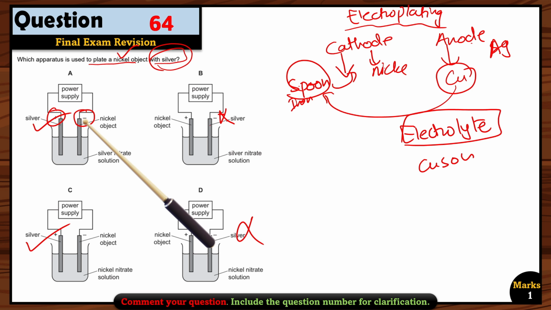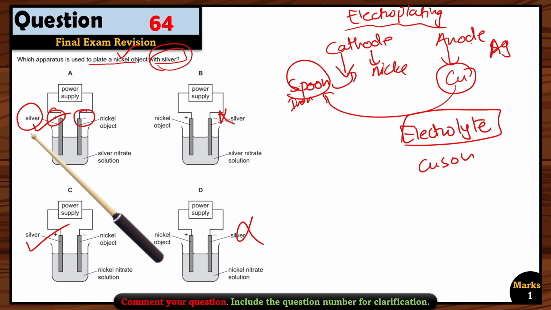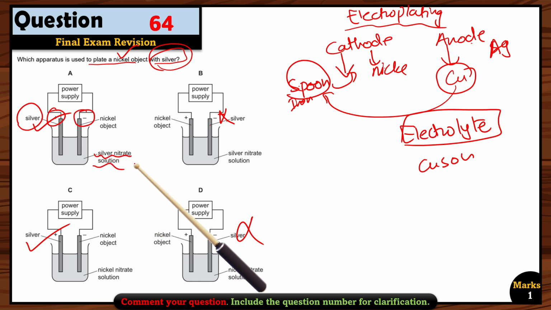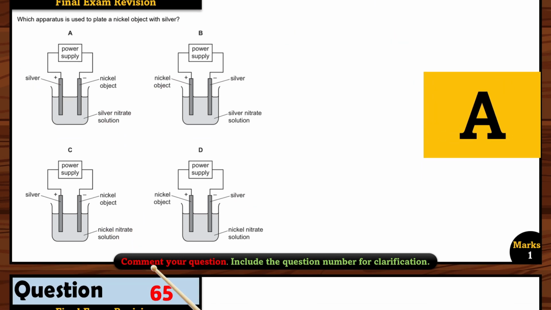Now let's see the electrolyte. Electrolyte, I already told you, will be the solution of the anode. So what is at the anode? Silver. Of course, we want to do the electroplating with silver. So the solution should be of silver. This is silver nitrate solution. Yes, that's right. Here it is nickel nitrate. So that's wrong. Okay. So that's why option A is the right option.